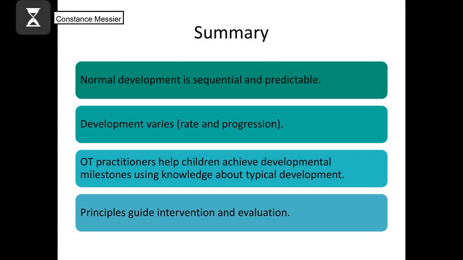So what's our summary? Normal development is sequential and predictable. However, development varies in the rate and the progression. They're specific to individuals. Why do we need to know this? We help children achieve their developmental milestones, so we need to have a good foundational understanding about typical development. When we understand these principles of motor development or the general principles of normal development, they guide our intervention and our evaluation.